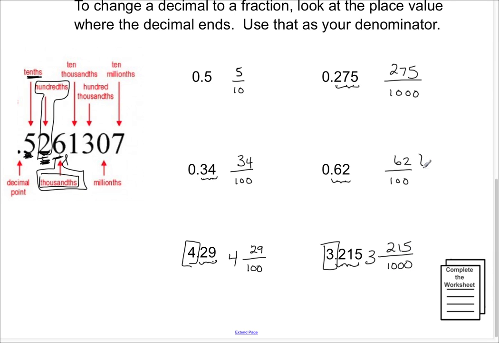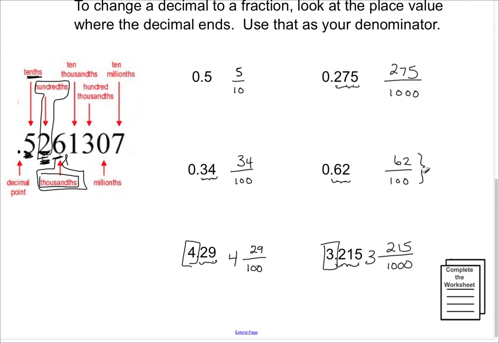Now these numbers will actually reduce down further. There are fractions that have different denominators than 1,000 that this will be equal to, but we're not going to worry too much about that right now. If you can get it over the right value of 100, that's great.